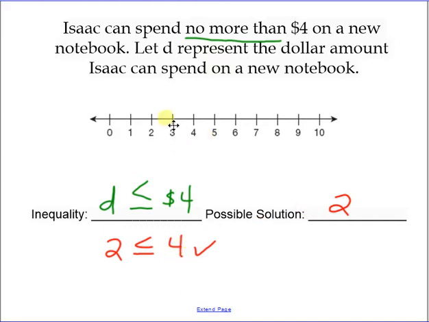So now we're going to go ahead and graph it. We have a bar underneath our sign, so we know that it's going to be a completely colored in circle, and the arrow is pointing to the left.